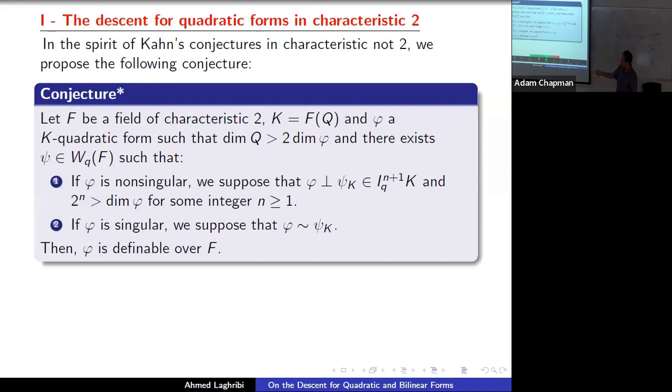If phi is non-singular, we suppose that we have the same condition as in characteristic different from two. If phi is singular, we suppose that we have just Witt equivalence without powers of the ideal, because powers of the ideal don't make sense when we work with singular quadratic forms. And in this case, the conjecture says that phi is defined over F.